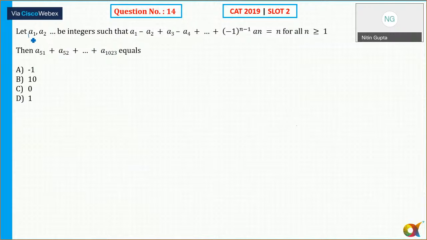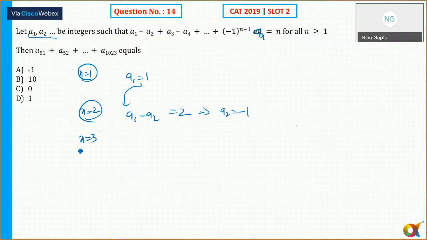So let a be integers such that this expression, this is an, is equal to n. Okay, so let's start with n equal to 1. n equal to 1, so a1 is equal to 1. For n equal to 2, I get a1 minus a2, which is nothing but 2. But a1 is equal to 1, substitute it here. So I'll get a2 equal to minus 1. For n equal to 3, I'll get a1 minus a2 plus a3 is equal to 3. So a1 is 1, a2 is equal to minus 1. So what is the value of a3?